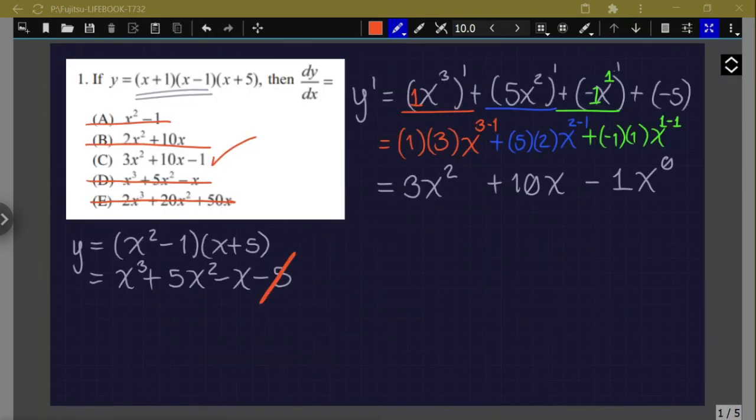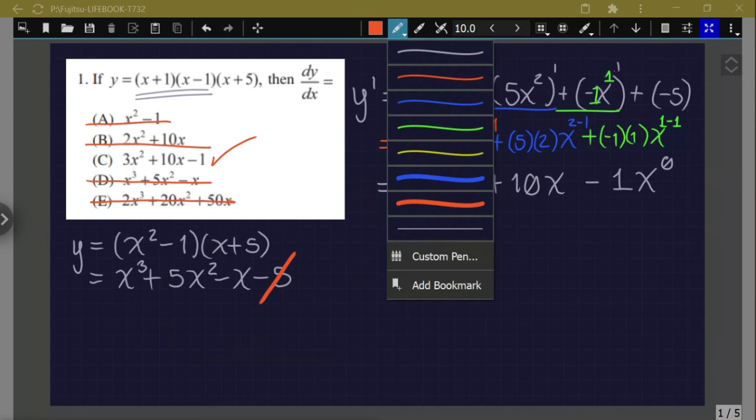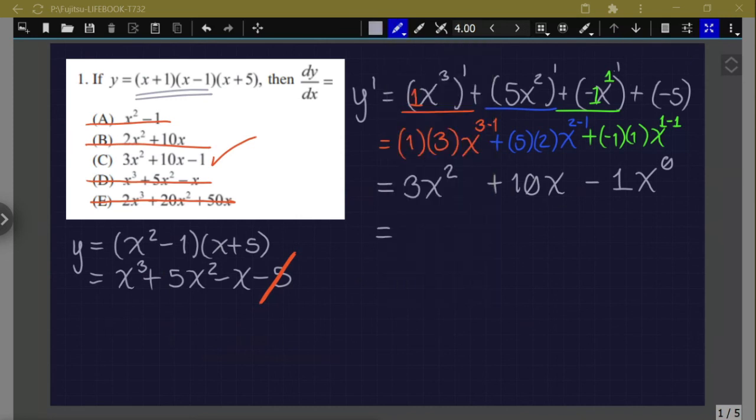Let's go back. Okay, so we know now that after we clean that expression, the 3x squared is going to stay the same. Then we will have our plus 10x, nothing to do about that. And finally, the minus 1. Remember that the negative 5 was eliminated pretty much from the beginning, because the derivative of a constant is 0.